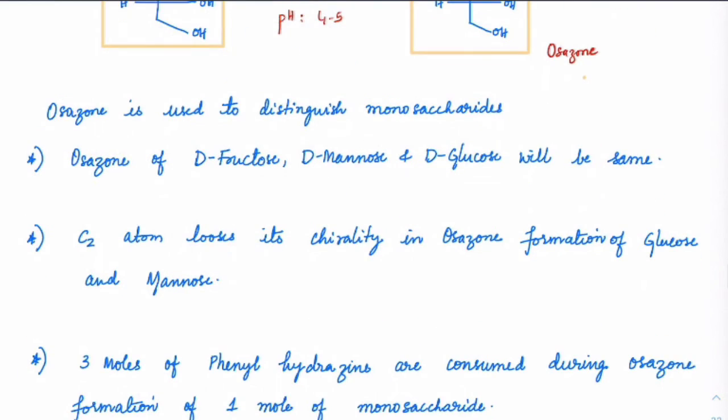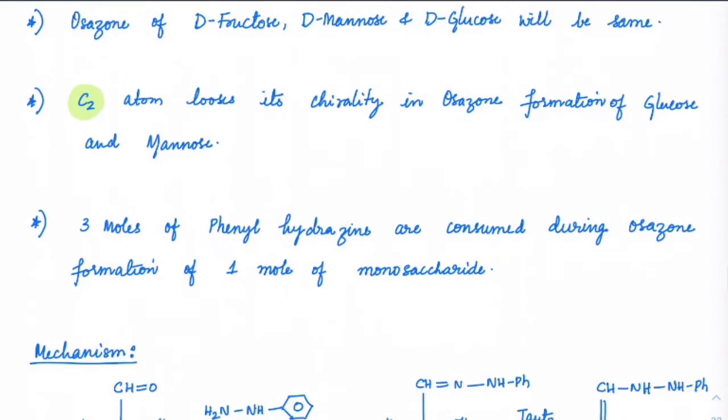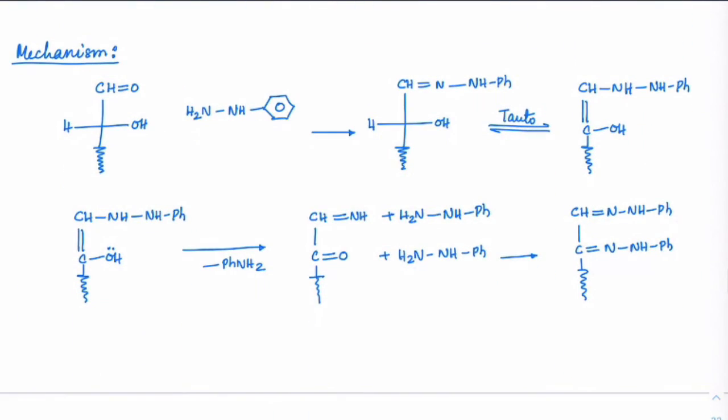Second, the C2 atom loses its chirality in osazone formation of glucose and mannose. So in this osazone of glucose and mannose, this carbon's chirality is lost and it will become a C double bond N. Second important point. Third, 3 moles of phenylhydrazine are used during the process of osazone formation, with 1 mole of monosaccharide. Now let me show you the mechanism here.